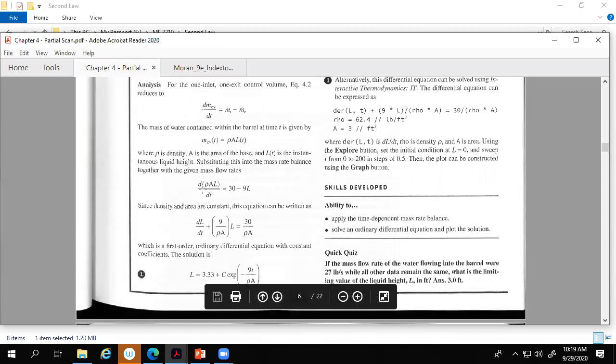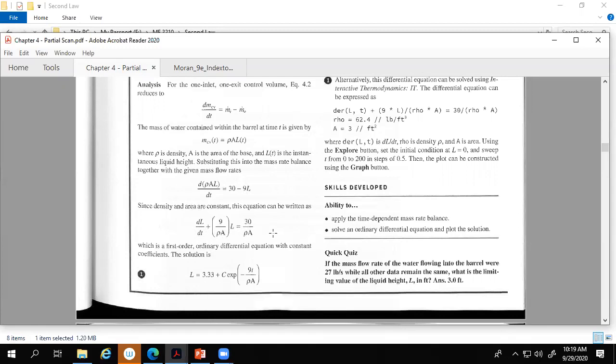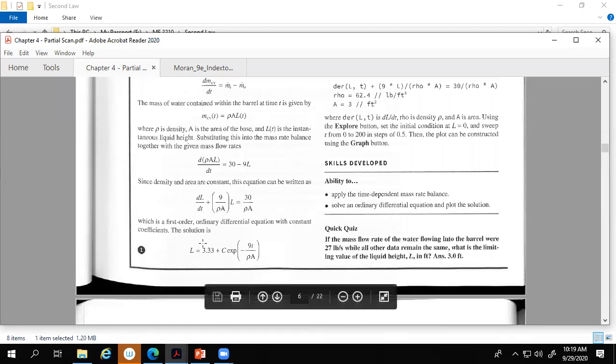So anyway, rho and A are constant. So they pull out and we can divide through by them. And then we're going to pull the 9L term on this side because that's our variable L. So a few little manipulations and we get dL dt plus 9 divided by rho A, which is a constant, times L is equal to 30 over rho A. That's a constant. And so, by golly, we can just write down that solution, right?